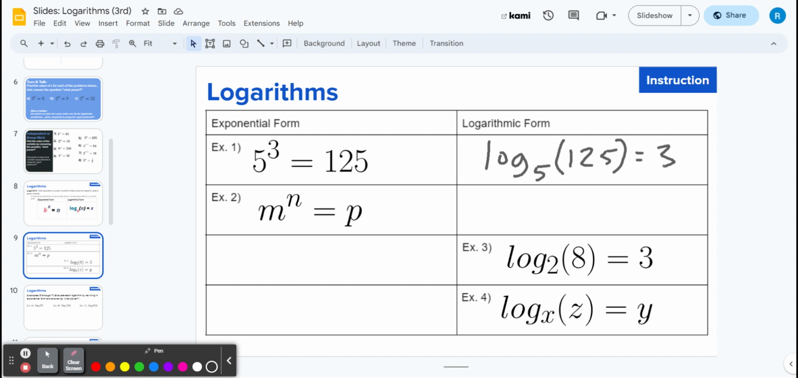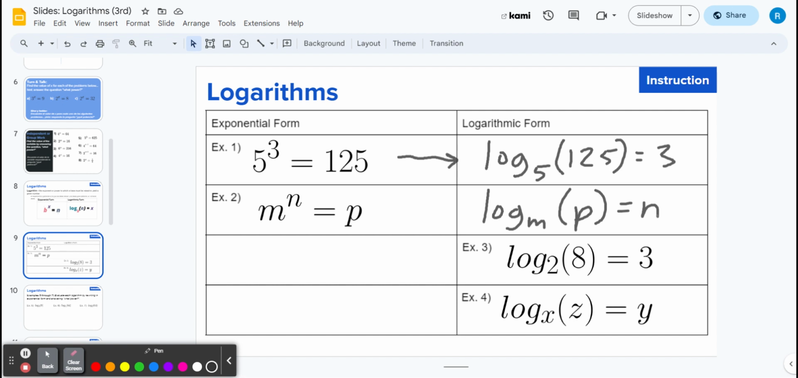Okay, all we did was rewrite those three numbers in a different order. Same can be done with variables. Okay, in example 2, we have a log. We're going to take a log. The base is going to be m there because that's our base number. We're taking the log of p, and that exponent there is n. We're raising it to the n power.